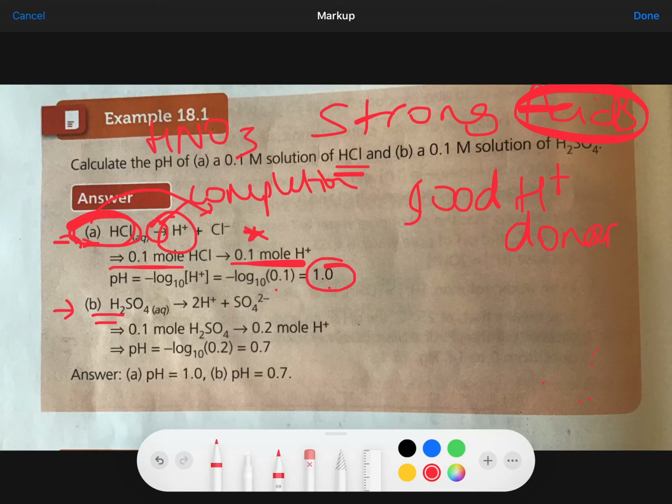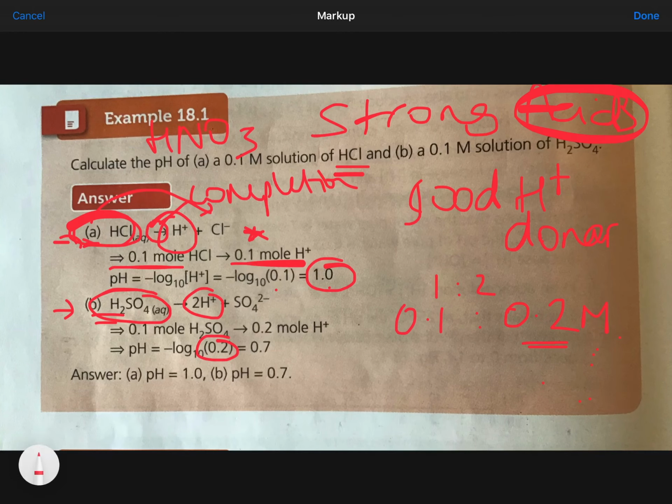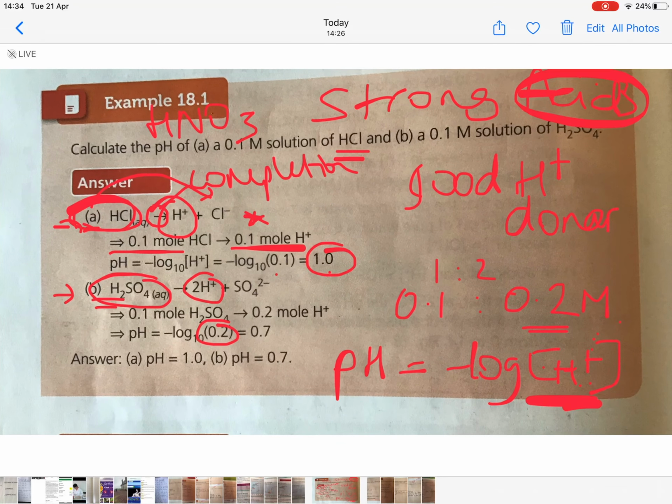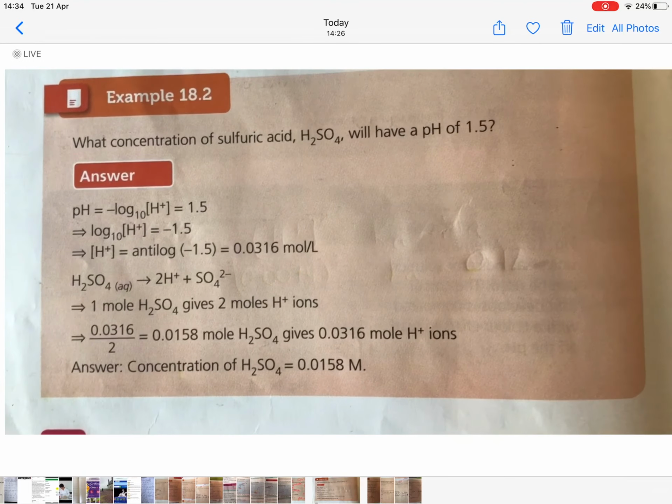Be careful with something like sulfuric acid. Sulfuric acid is a dibasic acid, so the ratio is 1:2. Okay, so it's a 1:2 ratio here. So if it's a 0.1 molar solution of sulfuric acid, H2SO4, you're actually going to produce 0.2 moles of H plus ions. And that's what you fill into your pH formula then, and you're going to get 0.7 when you put that into your calculator. Okay, so remember your formula again to calculate pH, minus the log of the hydrogen ion concentration. You must have square brackets because square brackets indicate concentration in moles per litre. Okay, strong acids there, all right, and complete dissociation, that's what you need to think about.